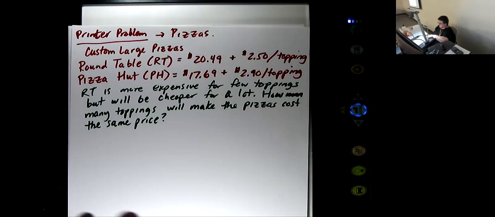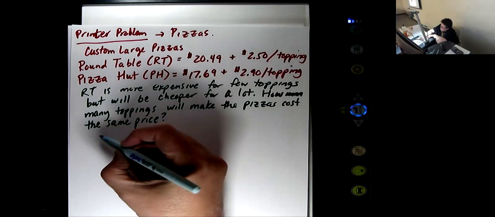Round Table is more expensive for a few toppings, but will be cheaper for a lot of toppings. That's a lot of pizza. It's got to be a lot of toppings. We're going to find out how many. But we've got to figure out how to set this up as a math problem. So if you're not sure how to go about doing it, just run through some scenarios.